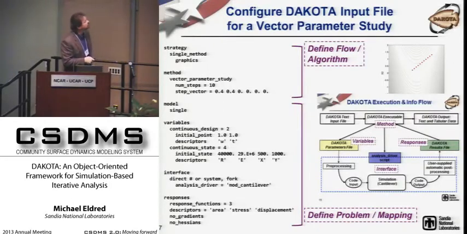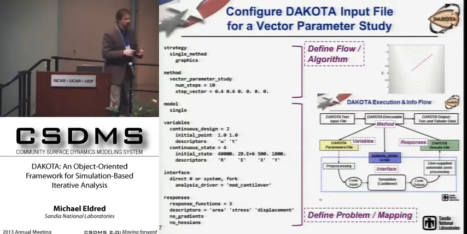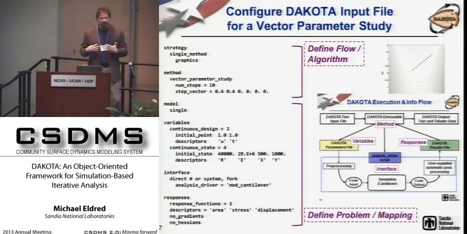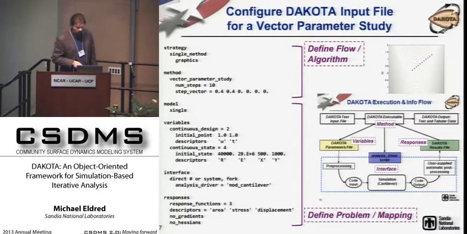And then this part from model, variables, interface, responses defines how you're going to map inputs to outputs using the simulation. Okay, in this case, I have a couple design variables, I have a couple state variables, they have an initial point and descriptors. I have 3 quantities of interest that I care about: area, stress, and displacement, and I'm not computing any derivatives. Okay, and then mapping in between the two, I could be using a system call or a fork. In this case, I'm just using a direct interface to a test simulator that's already linked into the DAKOTA executable.